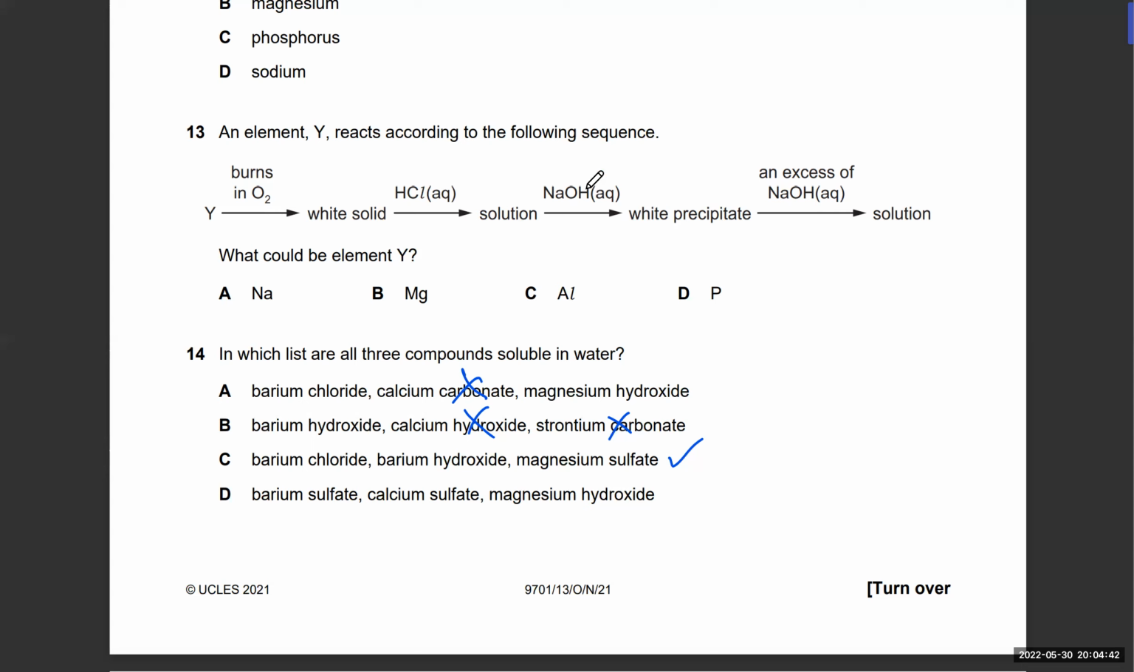Okay, and also NaOH is a test for cations. So whose white precipitate dissolves in excess of NaOH as well? Aluminium. Okay, because remember the test for cations as well.